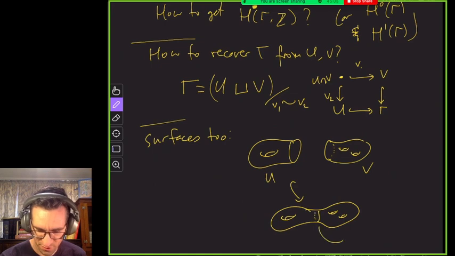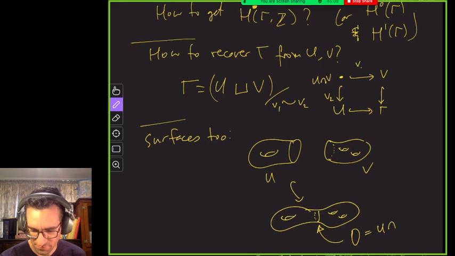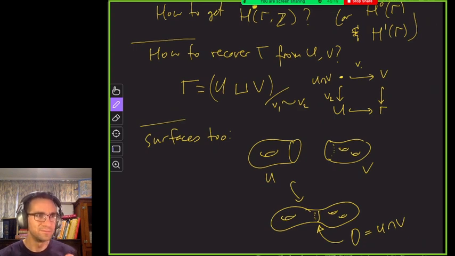And this boundary circle, single boundary circle, is their intersection. Okay, so this is, Peng, this is not quite connected sum. Connected sum would be if U was a torus without a boundary.